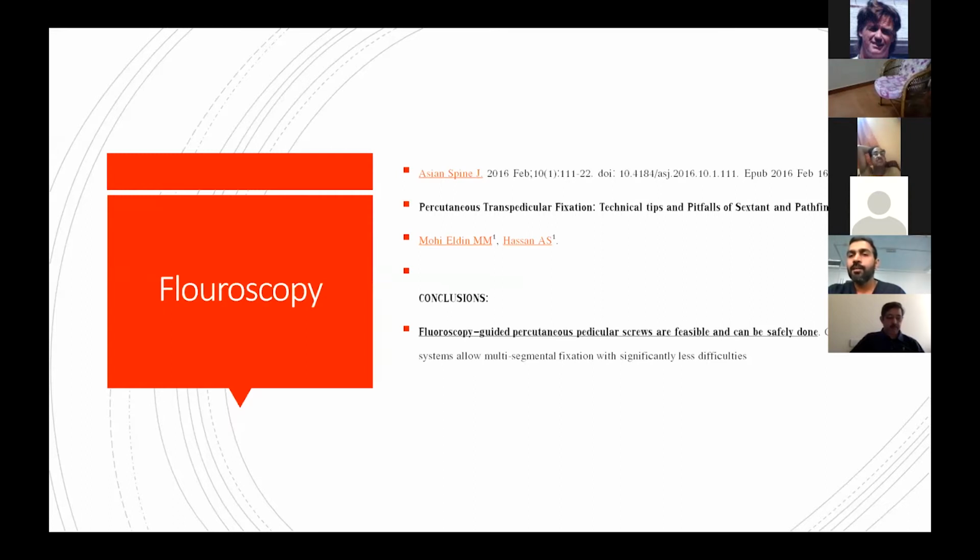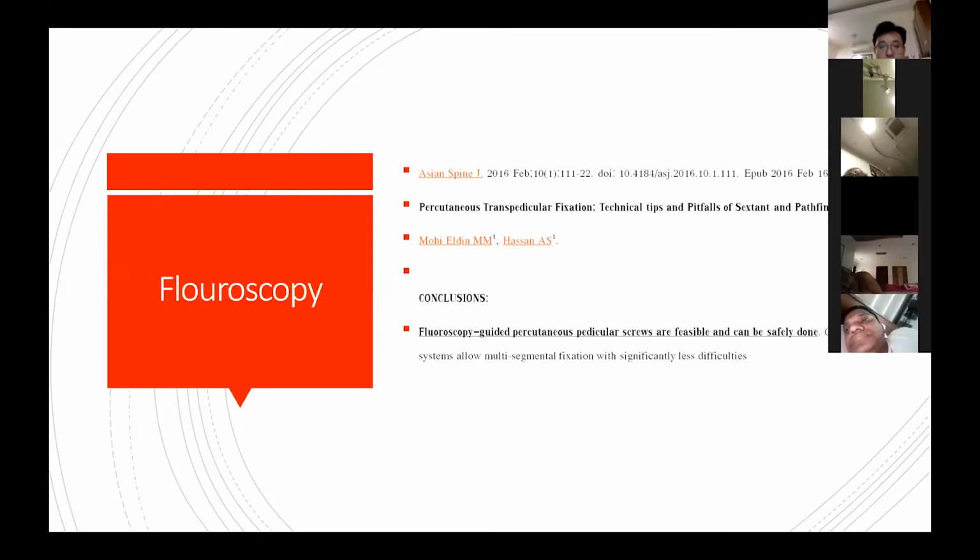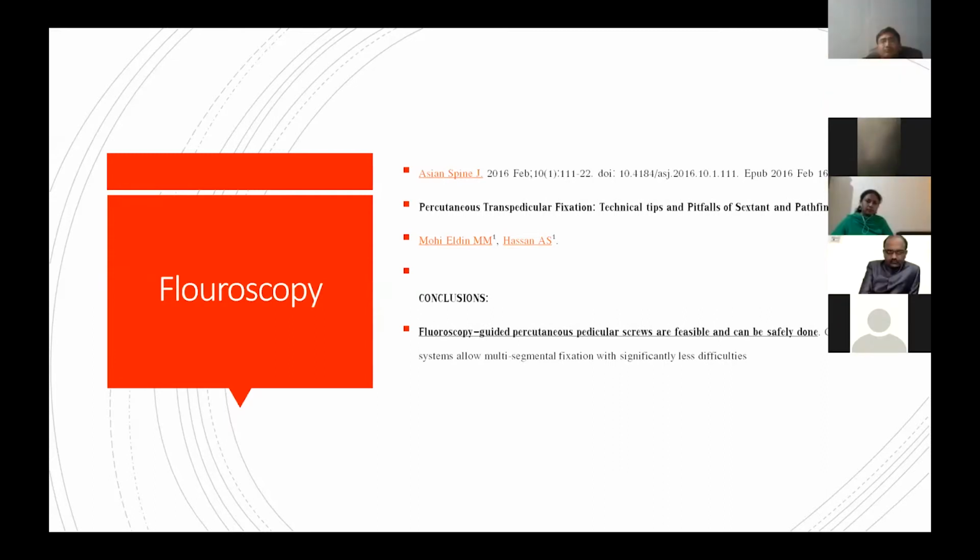This is a paper that was published in Asian Spine Journal in February 2016, and it was on percutaneous transpedicular fixation, the technical tips and pitfalls of sextant and pathfinder. And it concluded that fluoroscopy guided percutaneous pedicular screws are feasible and can be safely done.